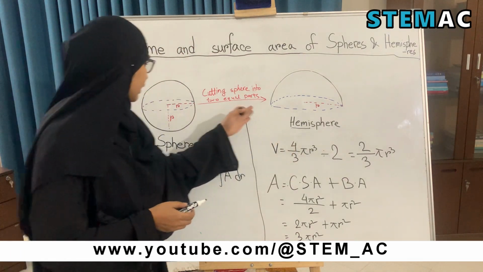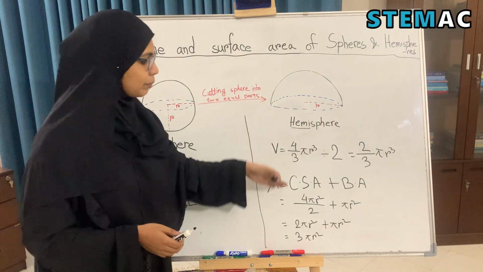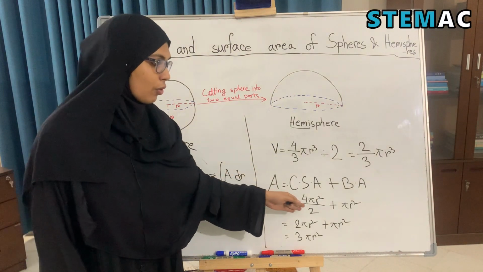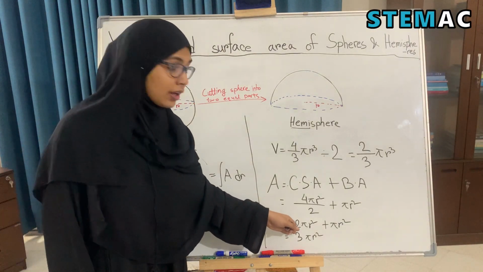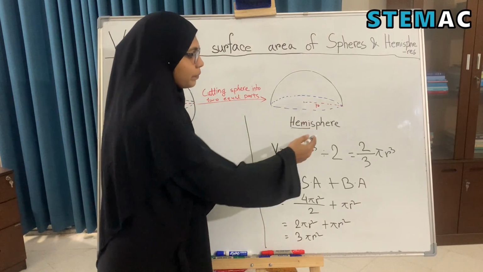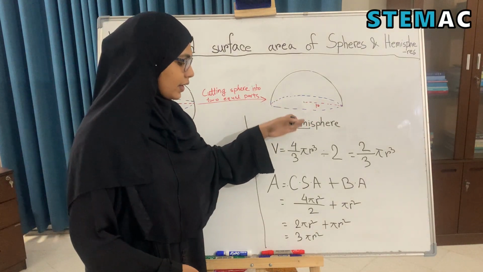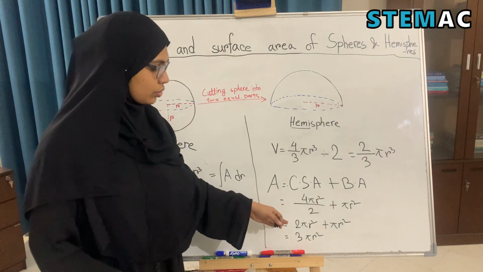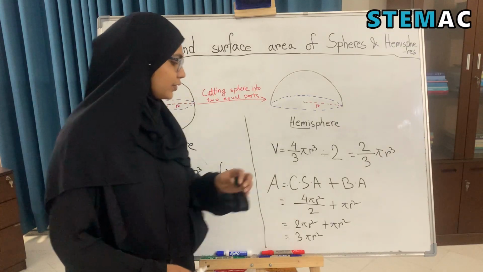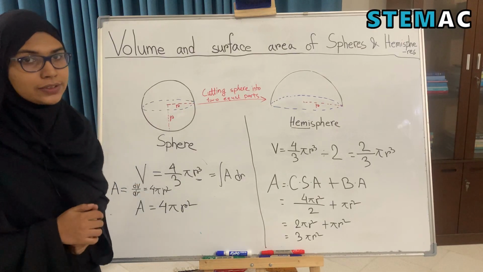So the curved surface area: as the area of a sphere is 4 pi r square, dividing that by 2, we get the curved surface area of the hemisphere. So 4 pi r square divided by 2 gives us 2 pi r square, plus the base area. As the base is circular and has a radius of r, the base area is pi r square. So adding the curved surface area and the base area gives us 3 pi r square, and that's the total surface area of a hemisphere.